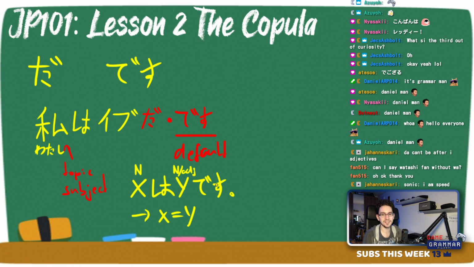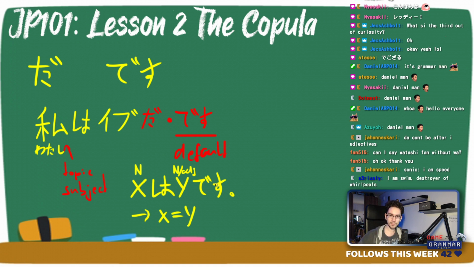You don't assign things to be like actions. Sonic, I am speed. Speed is a noun though, so that works. Speed is a noun. I am swim, destroyer of whirlpools. Yes, exactly.